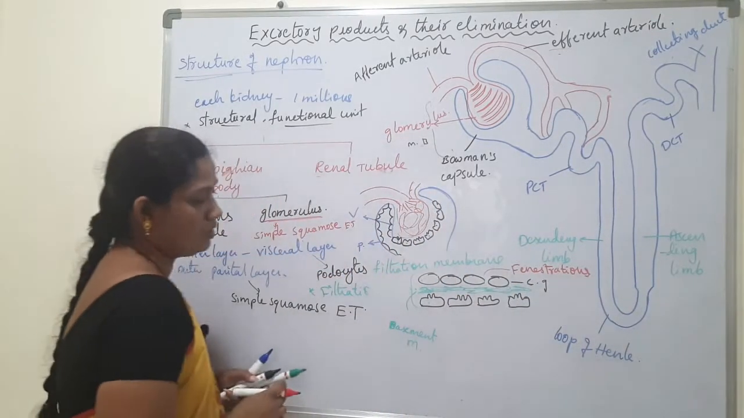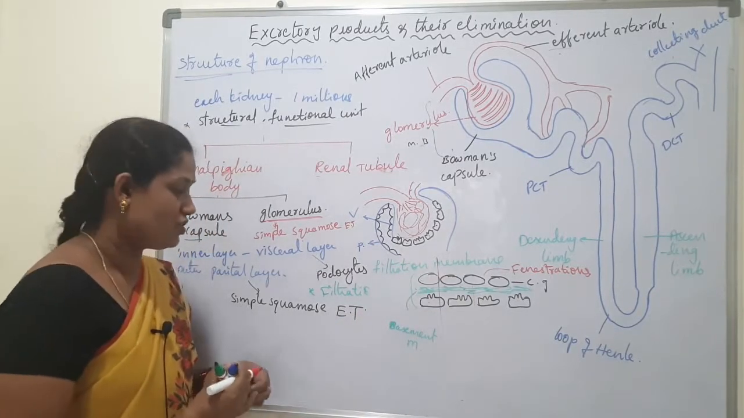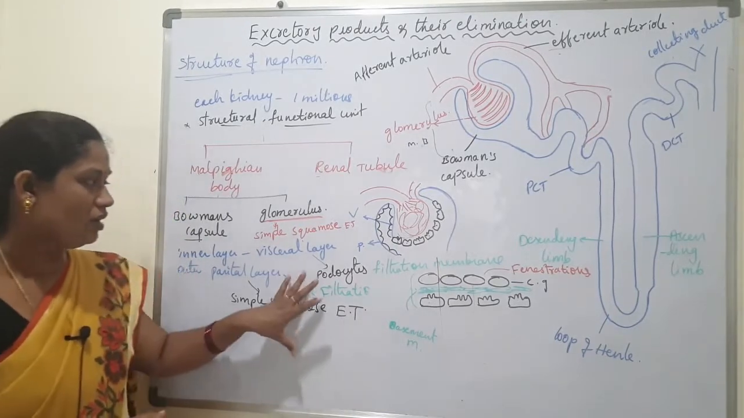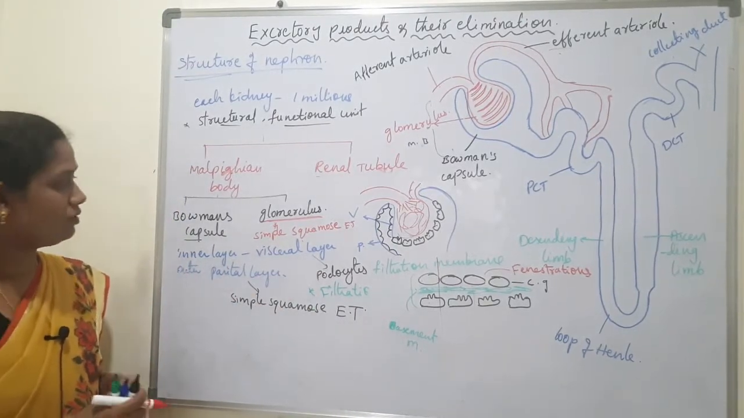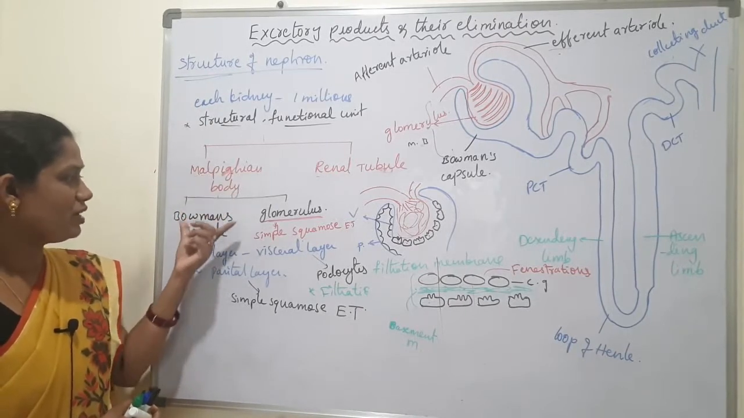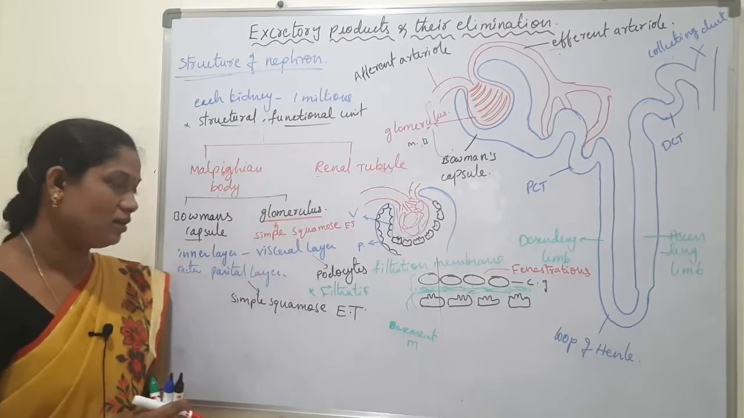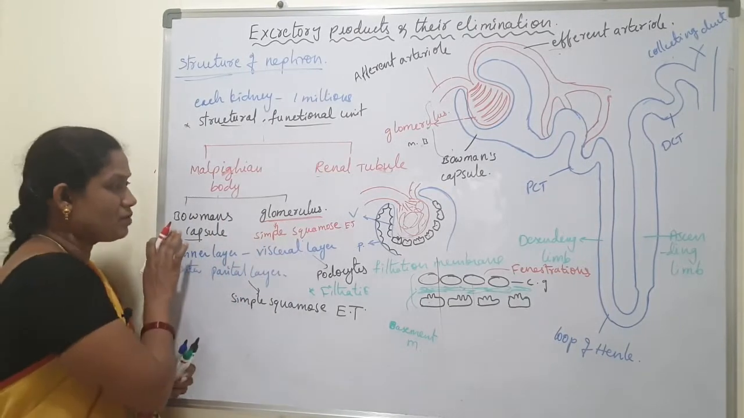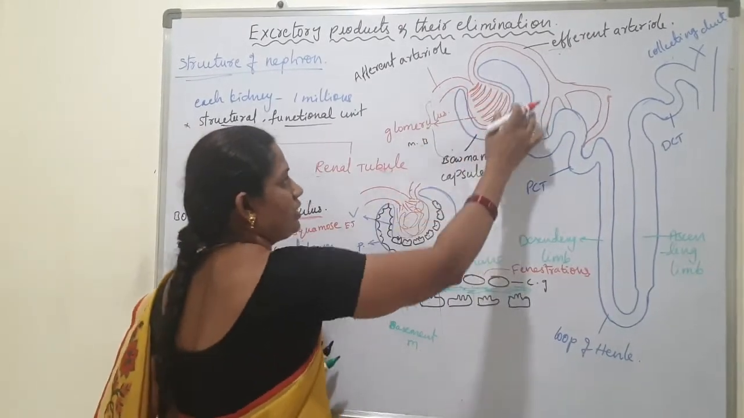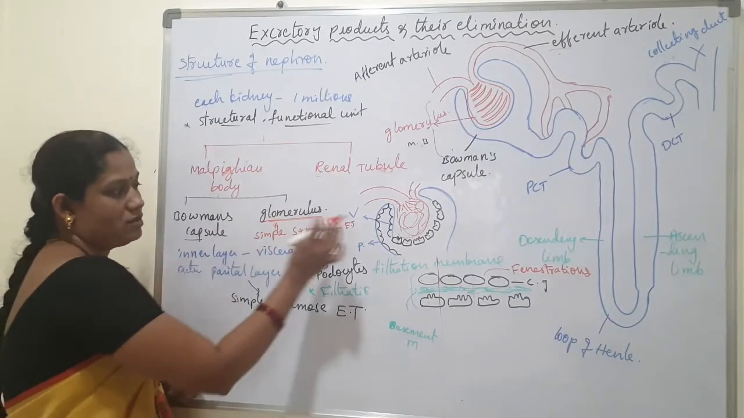Here the filtration process takes place through the fenestrations and also these filtration slits. This is about the structure of the Malpighian body. The Malpighian body has two parts: one, Bowman's capsule, and second, the glomerulus. Bowman's capsule is a cup-like structure like this. It is made up of two layers, a double layer.